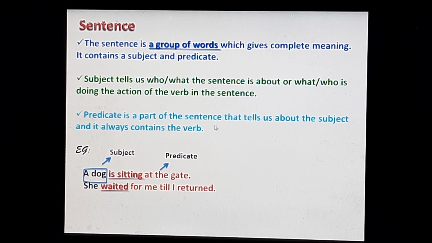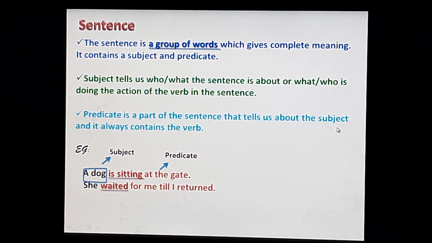Now, predicate is a part of the sentence that tells us about the subject, and it always contains the verb. So, the second part, beginning with the verb, "is sitting at the gate," is your predicate. "She waited for me till I returned" is another example. "She" is the subject, "waited for me till I returned" is the predicate with the verb "waited."